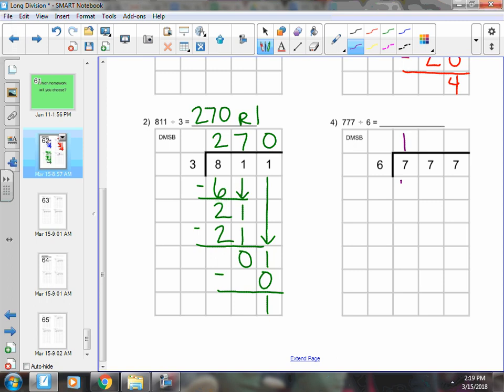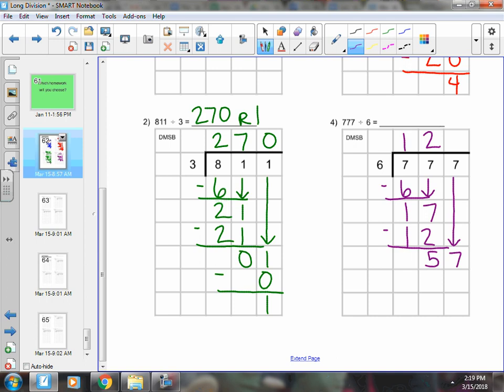Multiply. 1 times 6 is 6. Subtract. Bring down. 2 groups of 6 will fit inside of 17. Multiply. 2 times 6 is 12. Subtract. Bring down. How many groups of 6 will fit inside of 57?